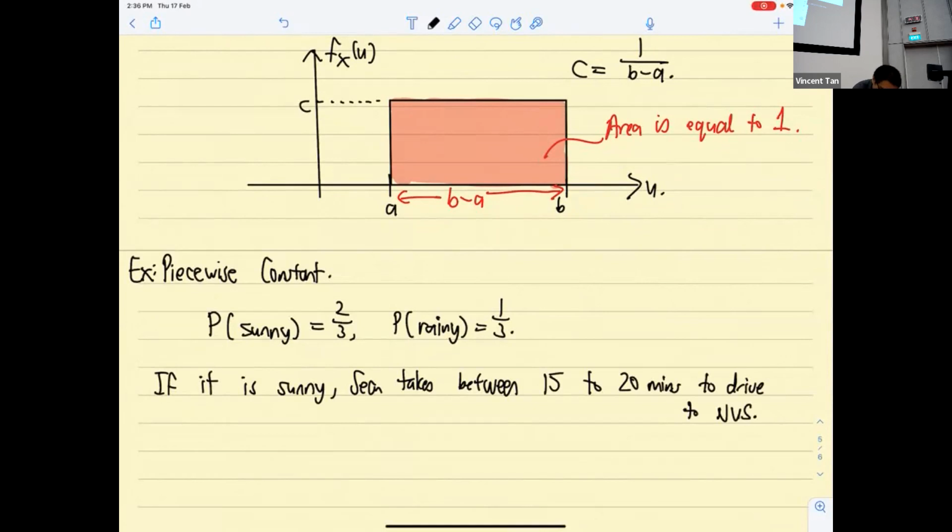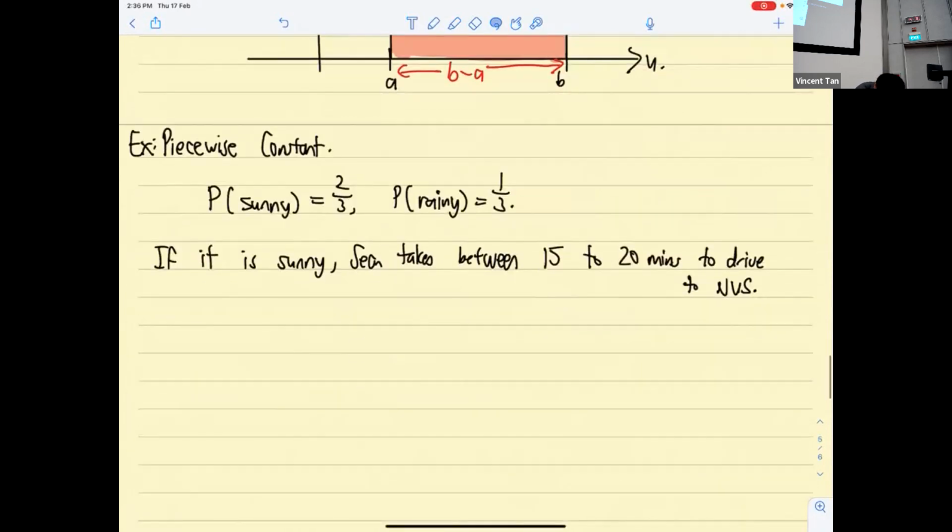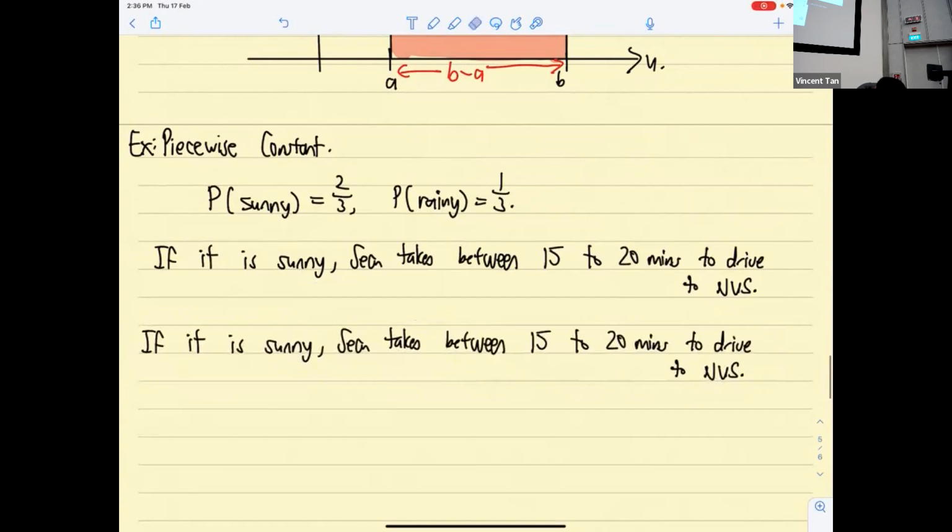But if it's rainy, because the conditions are not so good, then Sean has to take more time, right? So if it is unfortunately rainy, but Sean still wants to come to my lecture, then he will have to take on average slightly longer. Say it is rainy. Sean takes between 20 to 25 minutes, and the amount of time he takes within this interval is uniform. Uniform within each interval, be it the sunny interval or the rainy interval.